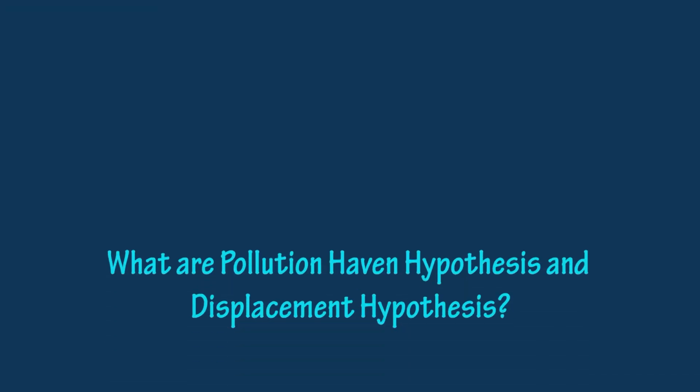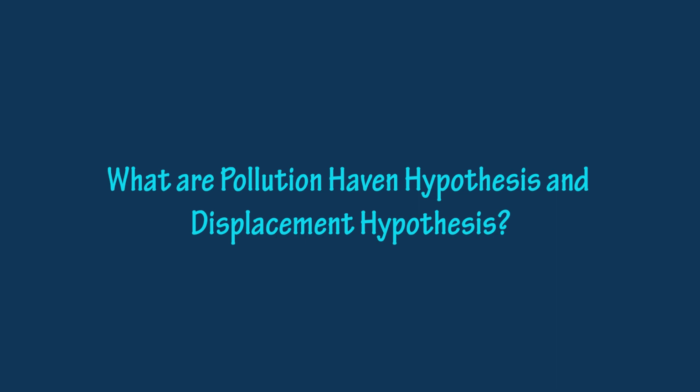So what have we learned from all this analysis so far? We have learnt about the scale effect, the technology effect, and the composition effect. So students, what do we mean by the pollution haven hypothesis and the displacement hypothesis? The displacement hypothesis states that when developed countries set up higher environmental standards, multinational firms tend to migrate from the developed countries to the less developed countries where the regime is less strict. That is, they get displaced from the developed countries. This is known as the displacement hypothesis.